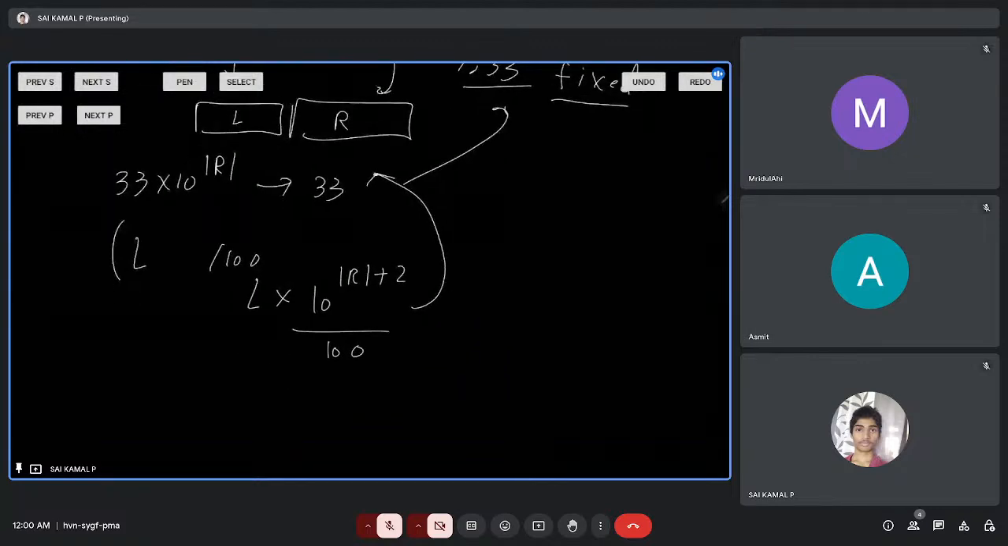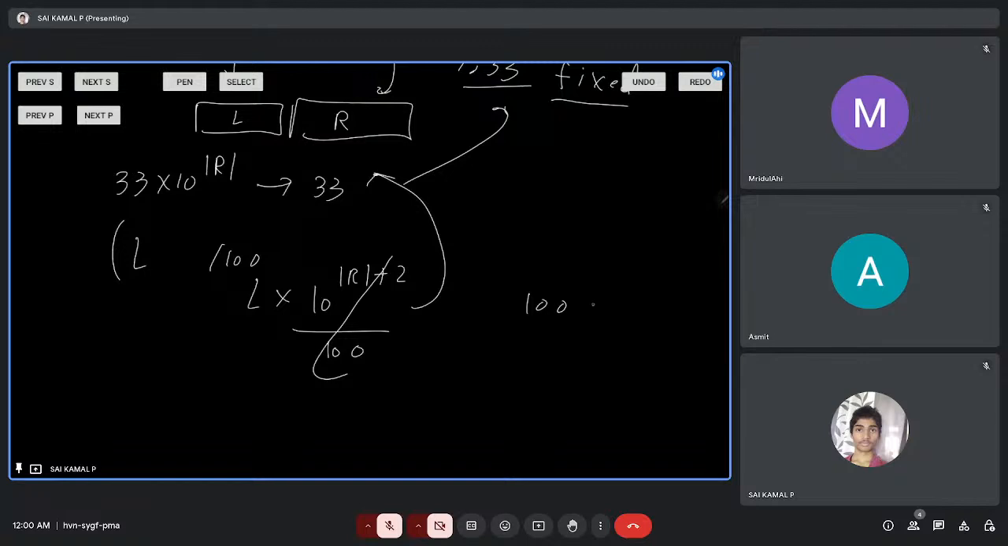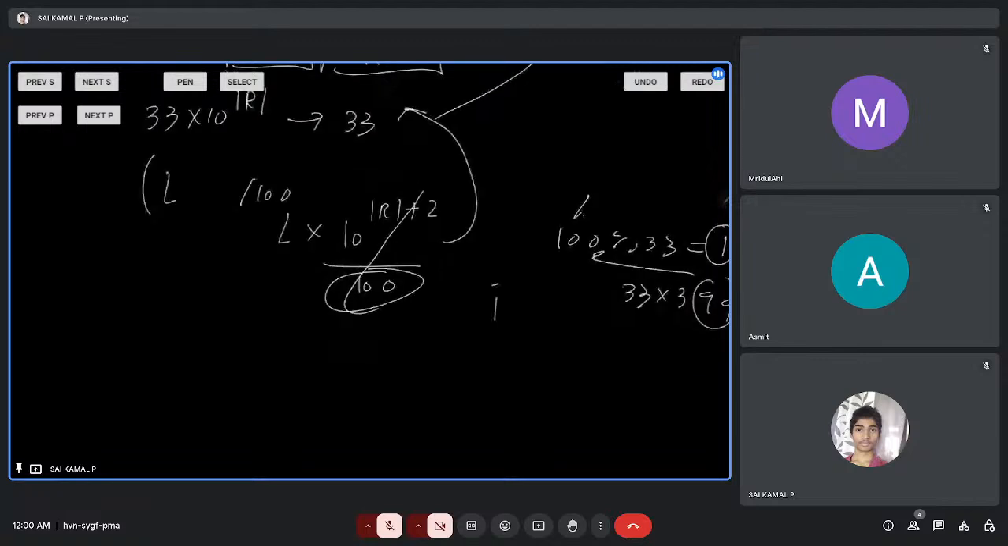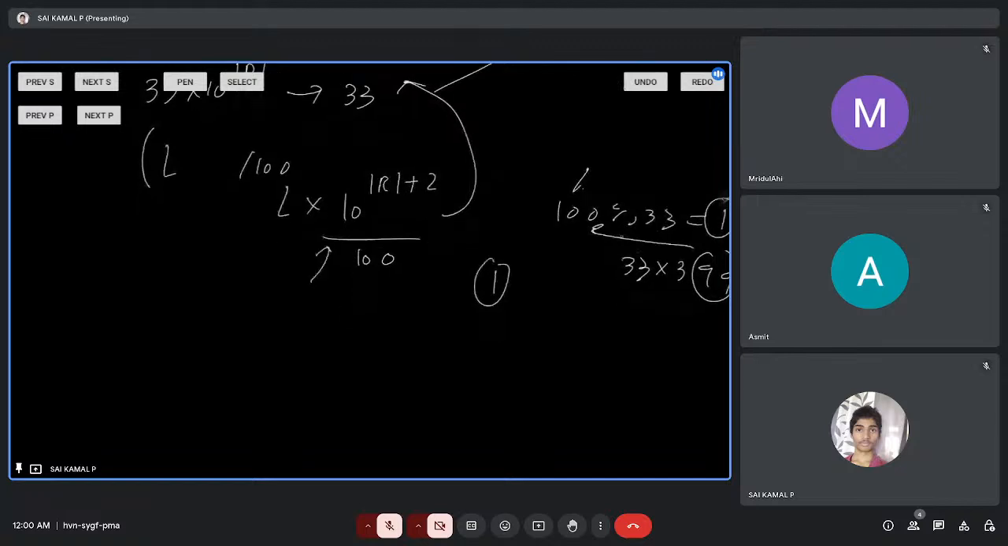But if we see this operation, 100 modulo 33 is exactly equal to 1, because 33 times 3 gives 99. So this results in 1 modulo 33 for 100. So what this means is that its inverse modulus is also going to be 1. So what does it mean? Dividing this thing doesn't really change anything with respect to modulo 33.